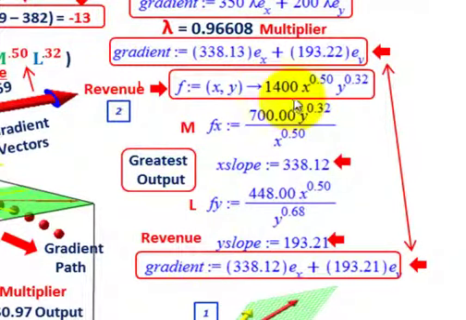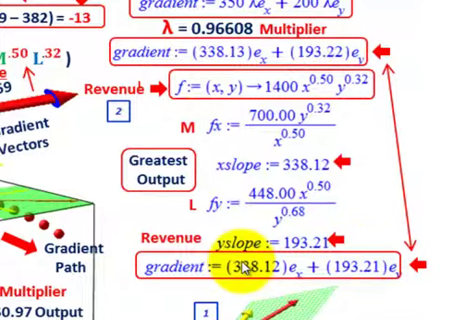And then for the partial in terms of our labor, we're going to have this quantity, and substituting in our material and labor from our solution, we're going to get a slope of 193.21. So the key is, for our x slope, our gradient for our material, 338.12, plus for our y slope for labor, at 193.21.